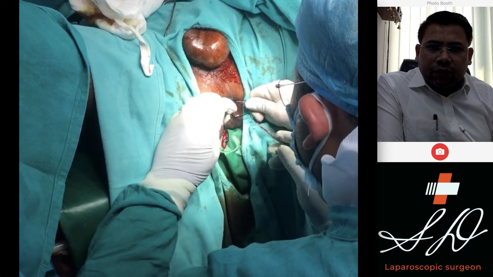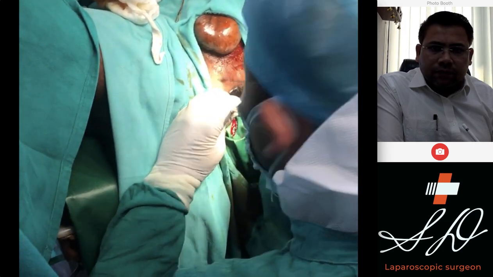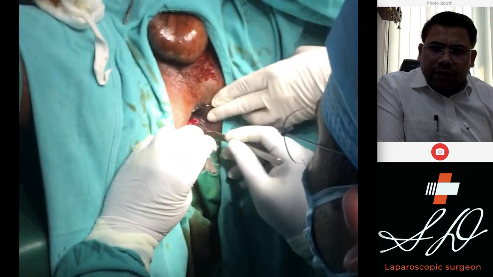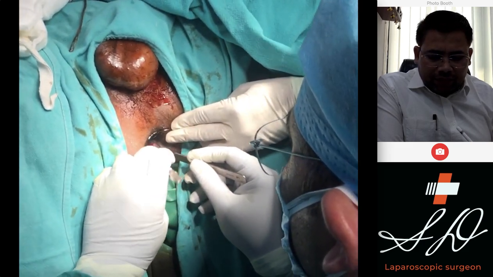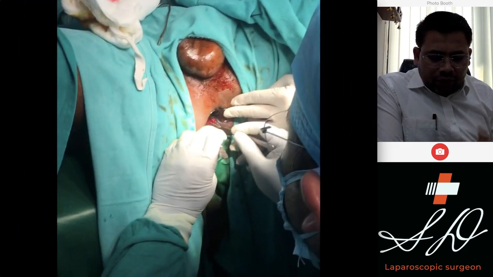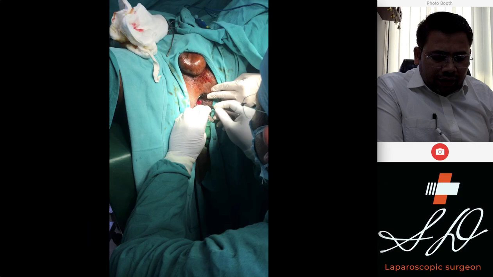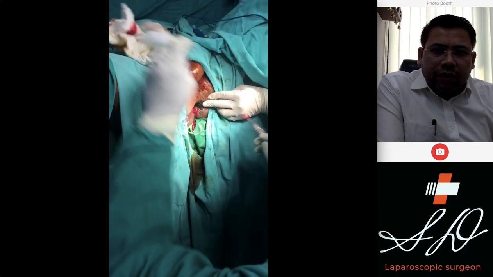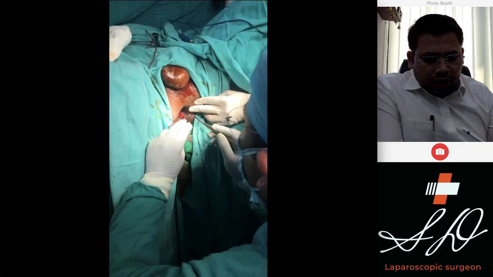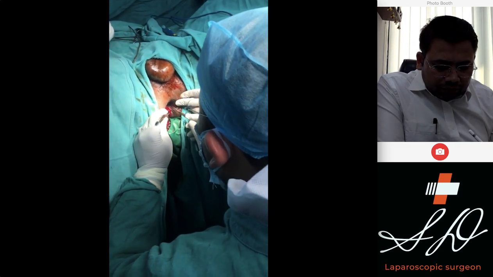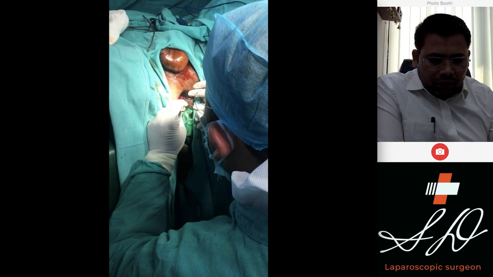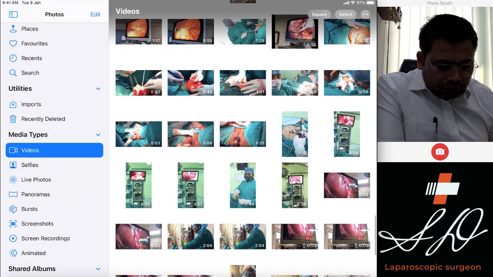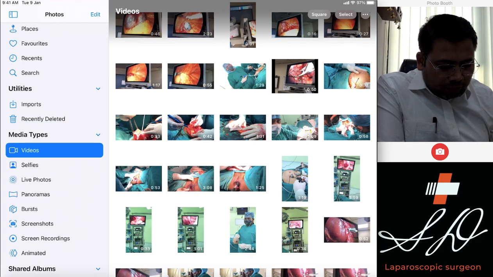Just see, I'll remove the necrotic tissue. The cameraman has not taken it that perfectly, but still, can you see? Yes, I'm curetting it, and beautifully I have debrided all the dead tissue. And next, I'll show you the concept of LIFT also, in one of the patients.